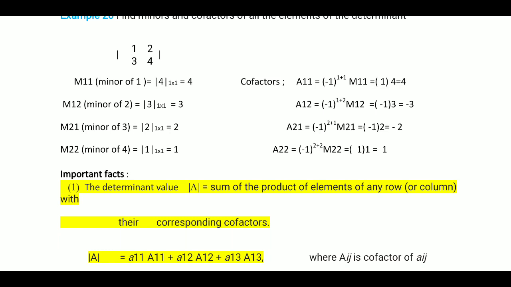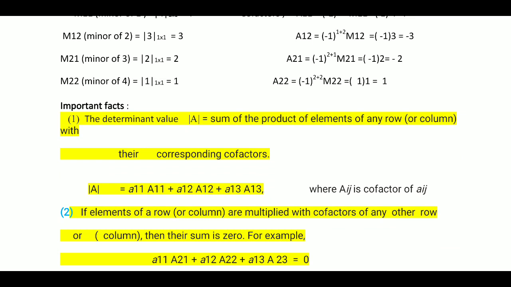Thus we can find the minors and cofactors of the elements of a determinant. Here is an important fact: the determinant value is obtained by the sum of the products of the elements of any row or column with their corresponding cofactors. That means if we multiply the elements of any row with their corresponding cofactors, we get the value of the determinant.